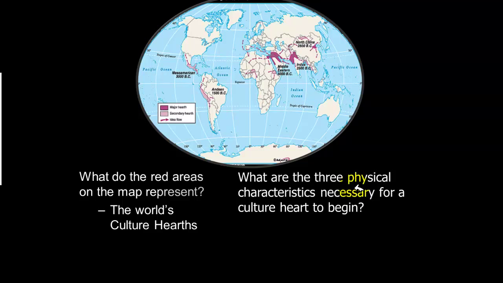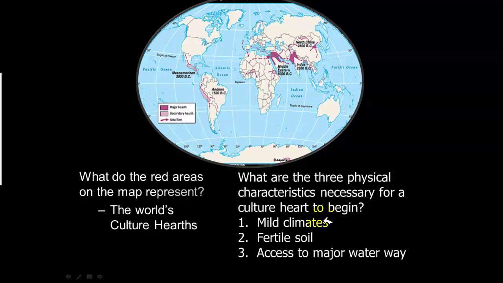What are the three physical characteristics that are necessary for a cultural hearth to begin? This is a review, so if you want to test yourself before going forward, that's fine. We discussed three physical characteristics. What three characteristics do all of these areas have in common? Here they are: mild climates, fertile soil, and access to major waterways. And I'll explain it very briefly.